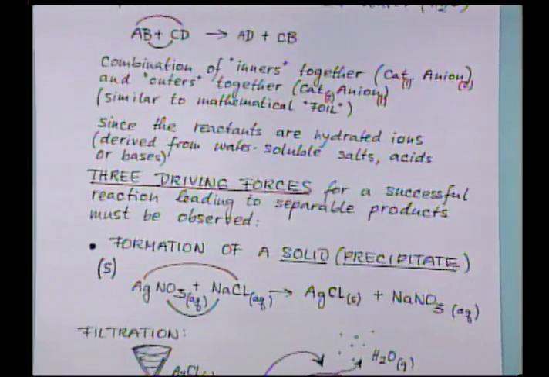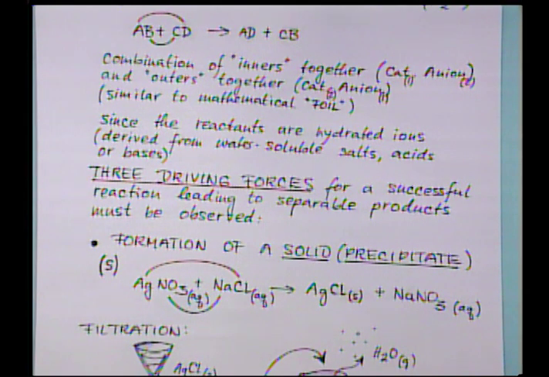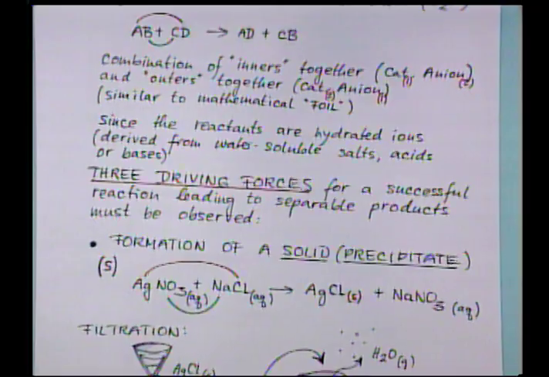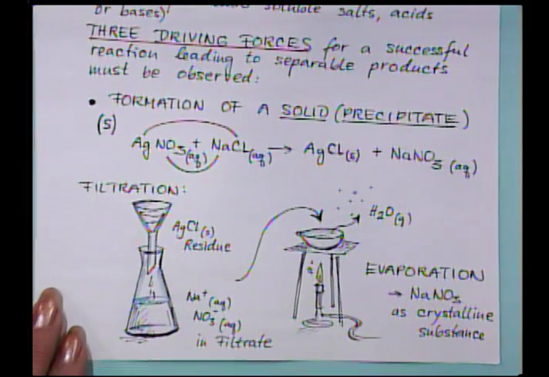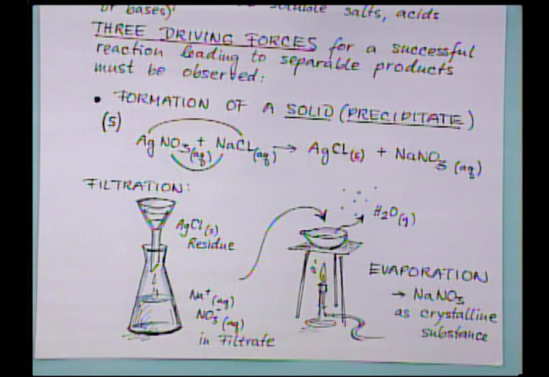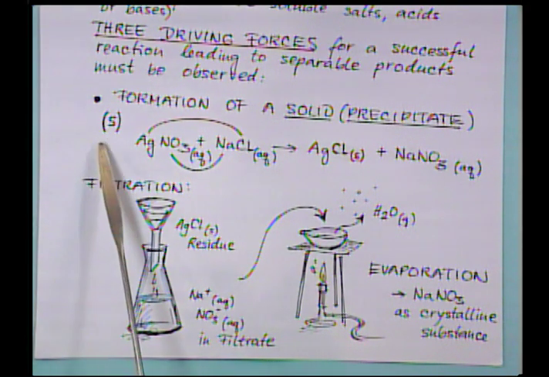Now, in order to have a successful double displacement reaction, something on the product side has to separate itself from the rest of the mixture. Otherwise, we just have a salad of ions, as I will show you later. So there are three driving forces, roughly, that propagate a successful double displacement reaction. Number one is the formation of a solid, which we indicate with the parentheses and the little s, as we see here.